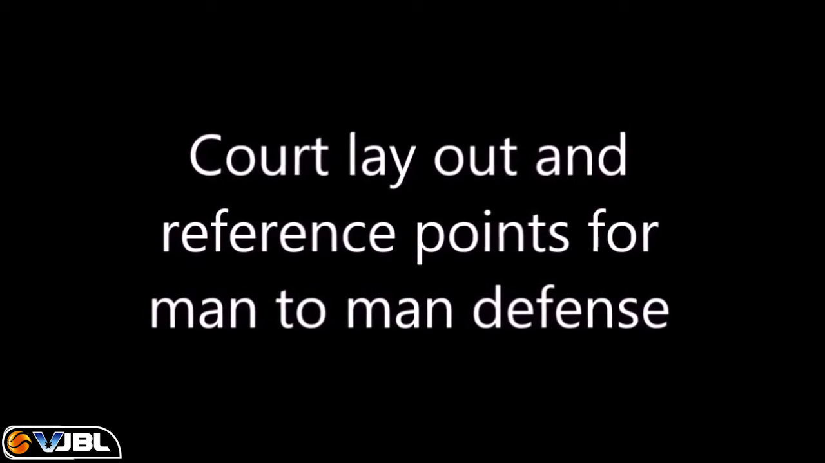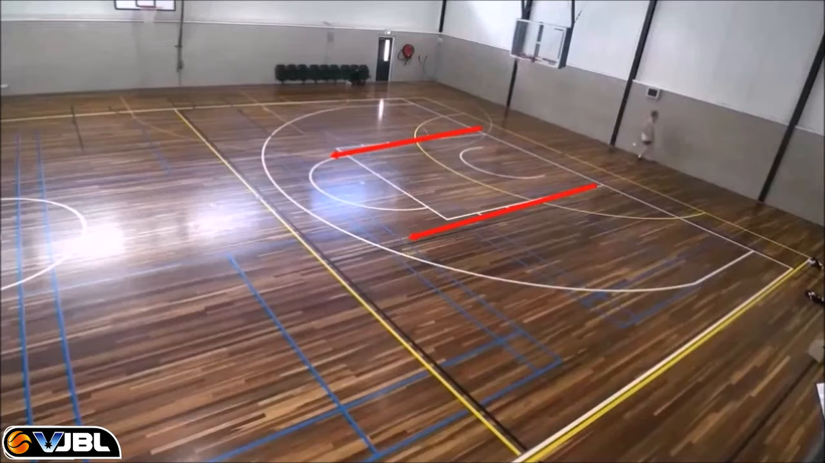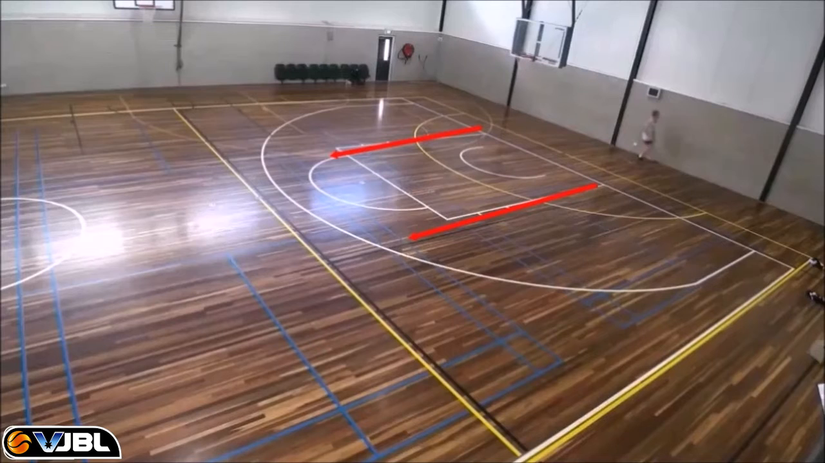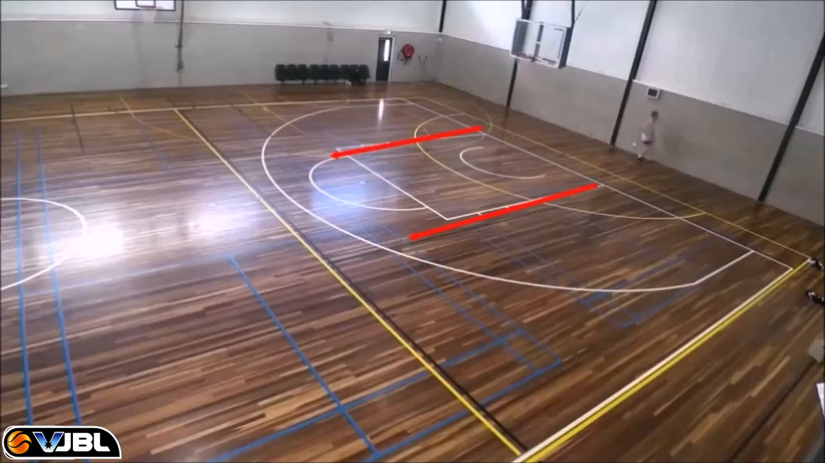The first thing we're going to look at is some reference points on the court that we can use to help identify the correct position of players on defence. Firstly, here are the two lane lines, the two outside lines of the keyway. These will be used to identify the correct position when the ball is in the middle of the floor.